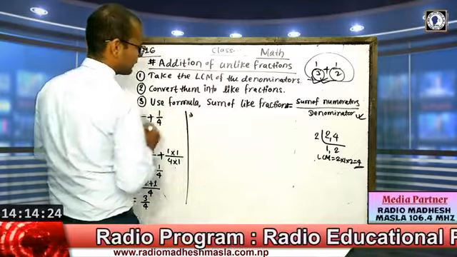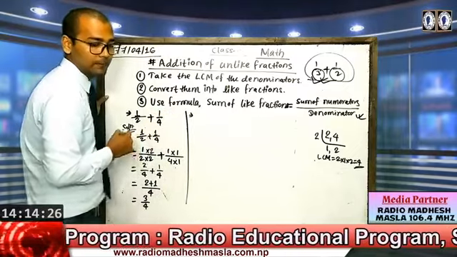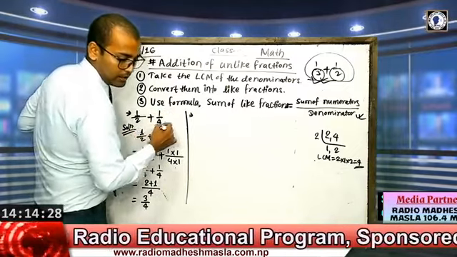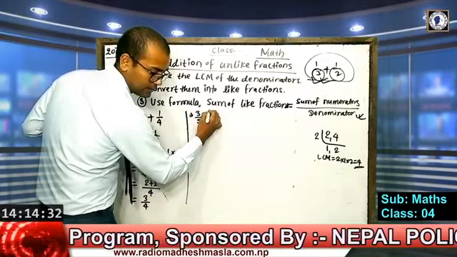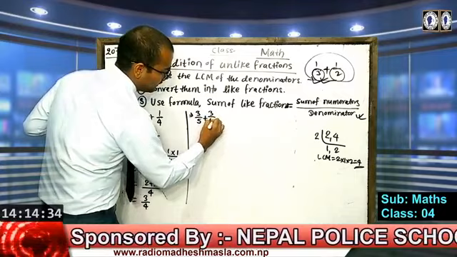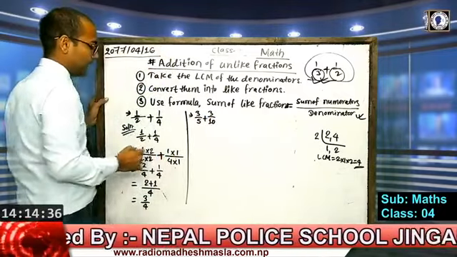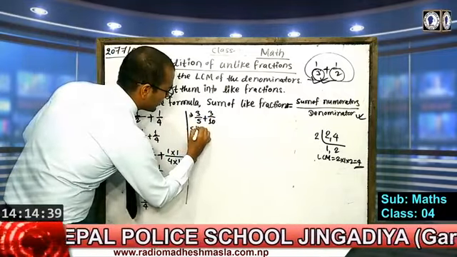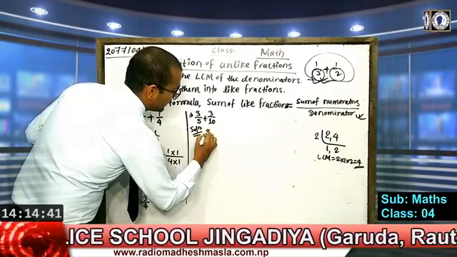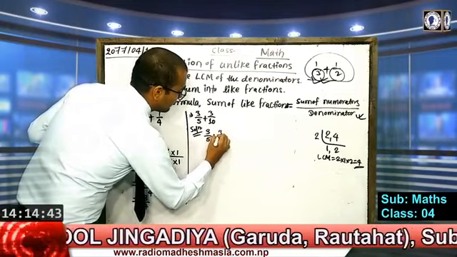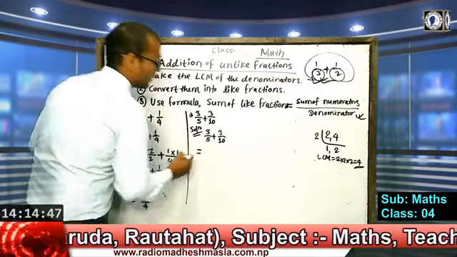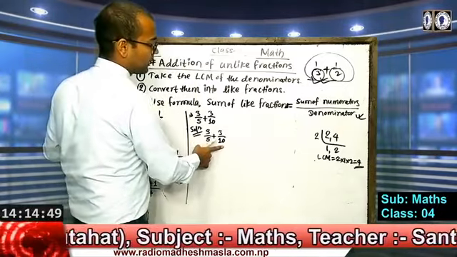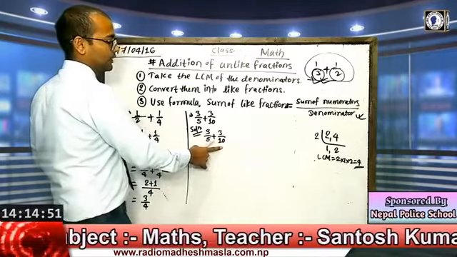Yes, suppose we have another example like this. 3 by 5 plus 3 by 10. Yes, now again here the solution of what? 3 by 5 plus 3 by 10. Then after what, we should again take the LCM of 5 and 10, that is the denominators.